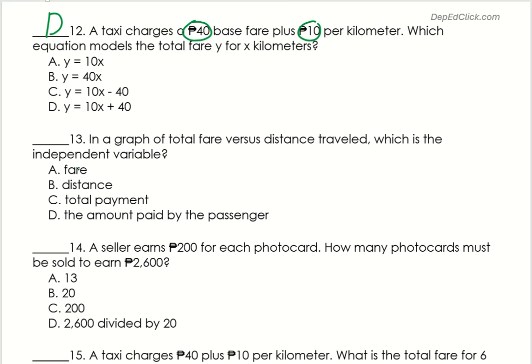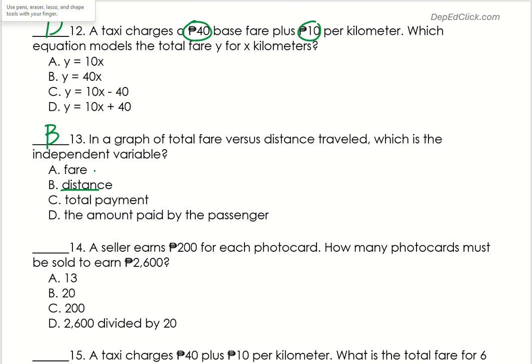13. In a graph of total fare versus distance traveled, which is the independent variable? So our independent variable will be the distance. Yung fare natin, that will be your dependent variable.